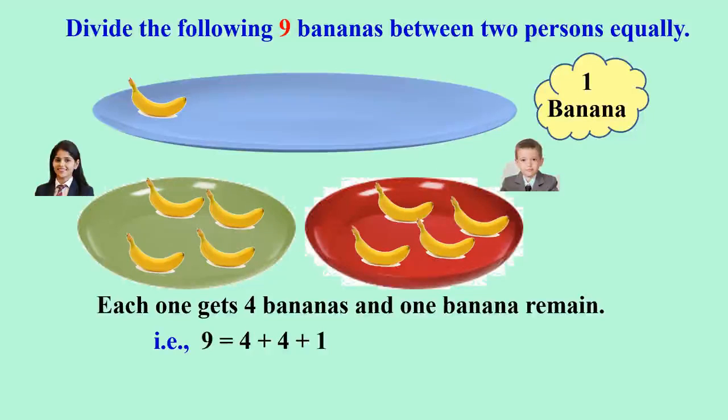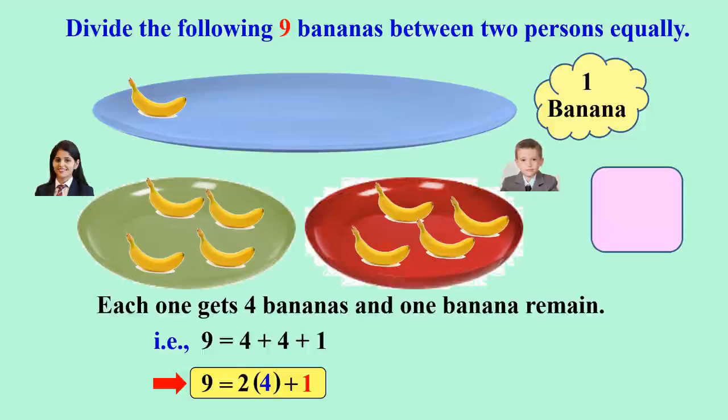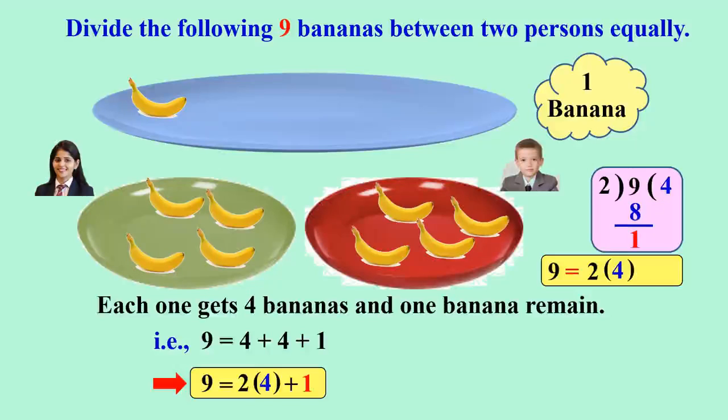That is 9 is equal to 4 plus 4 plus 1. 9 is equal to 2 times 4 plus 1. General division of 9 by 2. 2 fours are 8. 9 minus 8 is 1. 1 is the remainder. This we can also write as 9 is equal to 2 times 4 plus 1. In both cases 9 is equal to 2 times 4 plus 1, where 1 is the remainder.